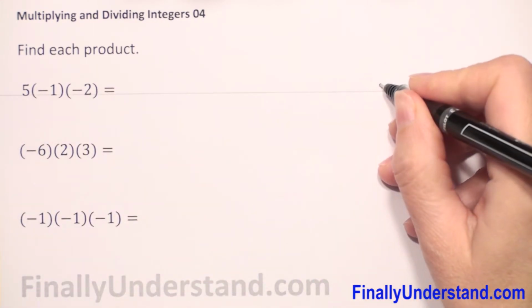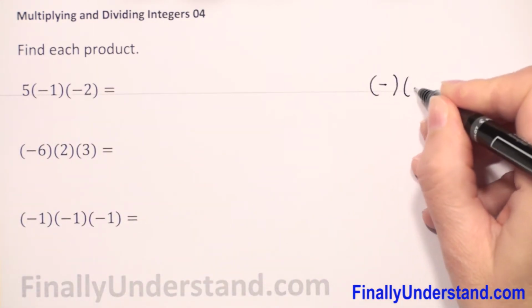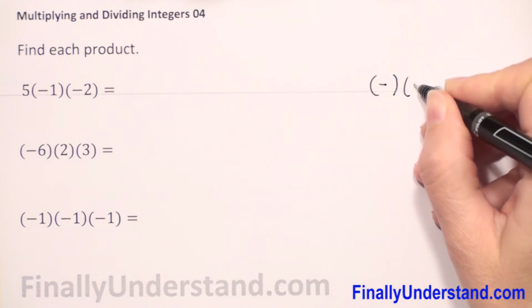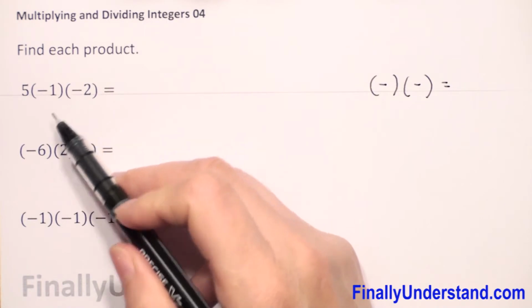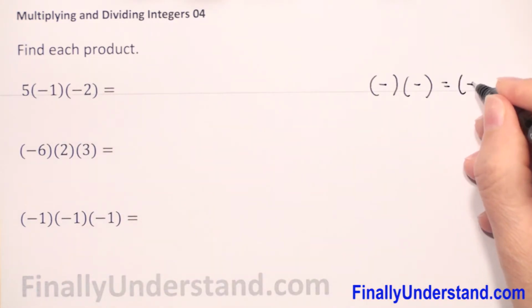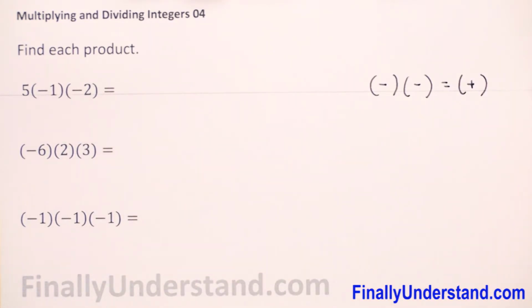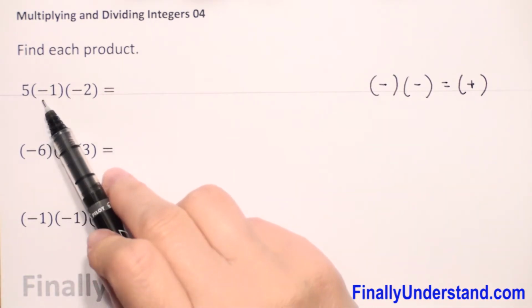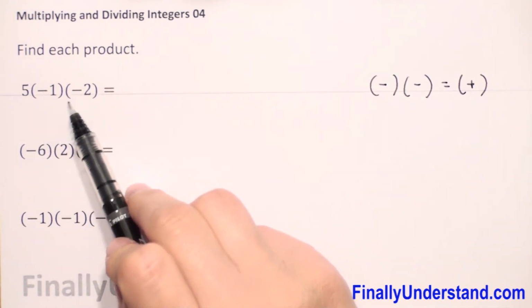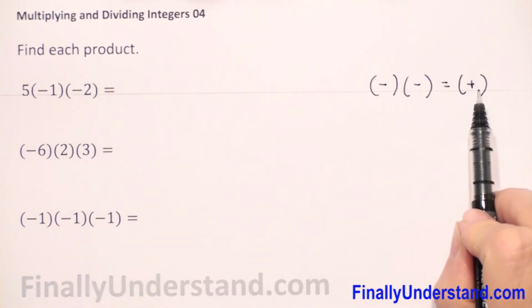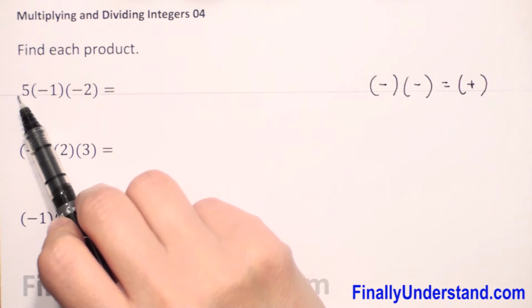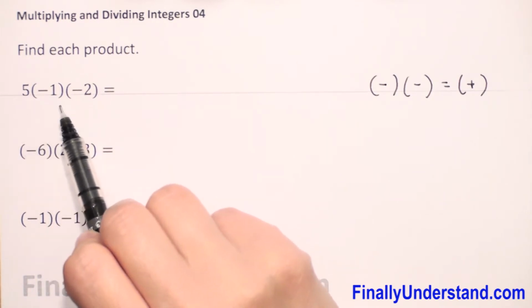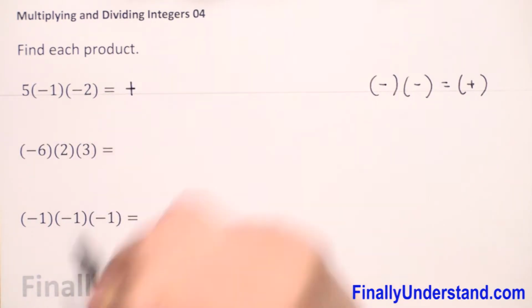When we have two negative signs, negative times negative, like two negative numbers we multiply, the answer is always positive. So these two negative signs build one positive sign. So we have positive, and 5 is positive. Positive times positive gives me a positive answer.